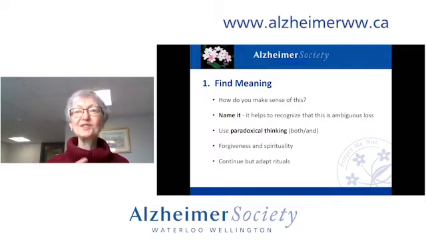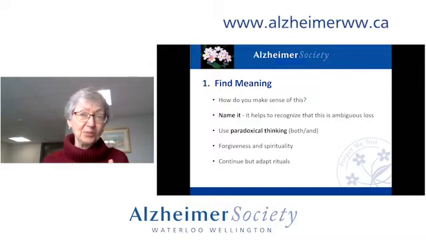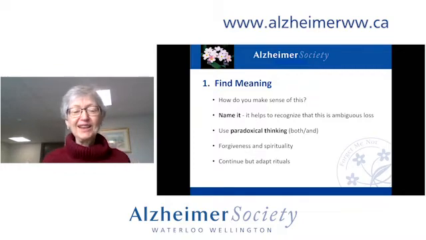Finding whatever is spiritual for you, forgiveness, and continuing to adapt those rituals. These are things that will help you. It helps us in life when we forgive people. It helps us in the dementia journey when we adapt as required as time goes on. So these are helpful things on the slide.